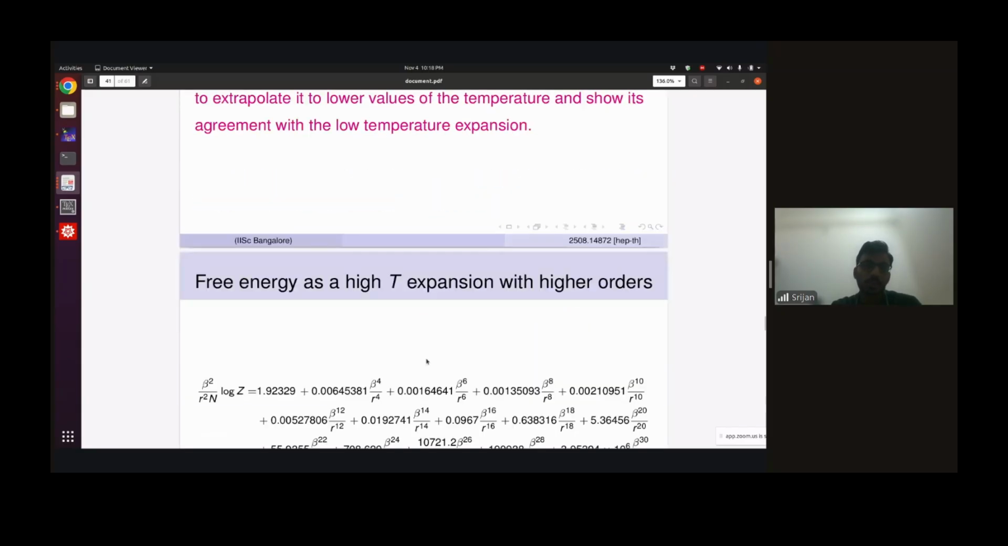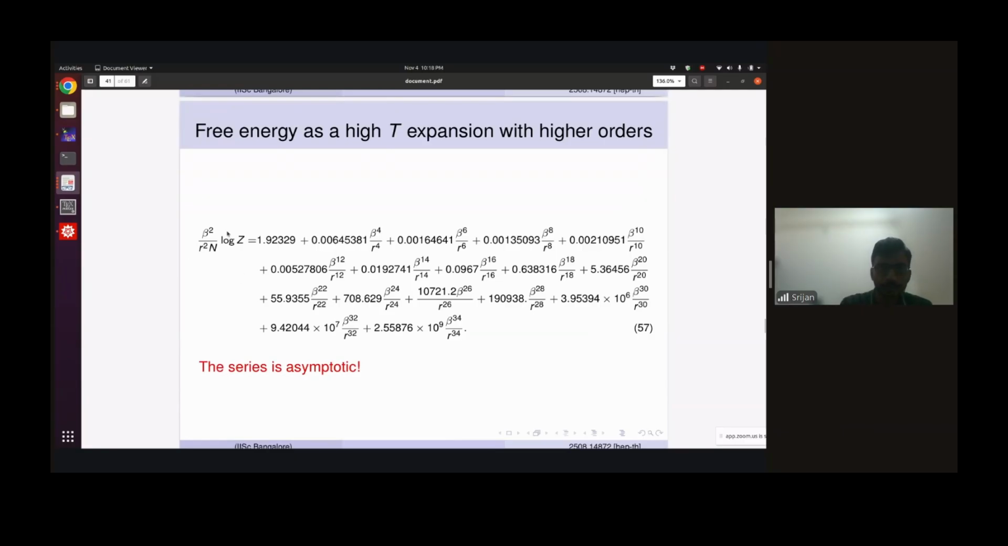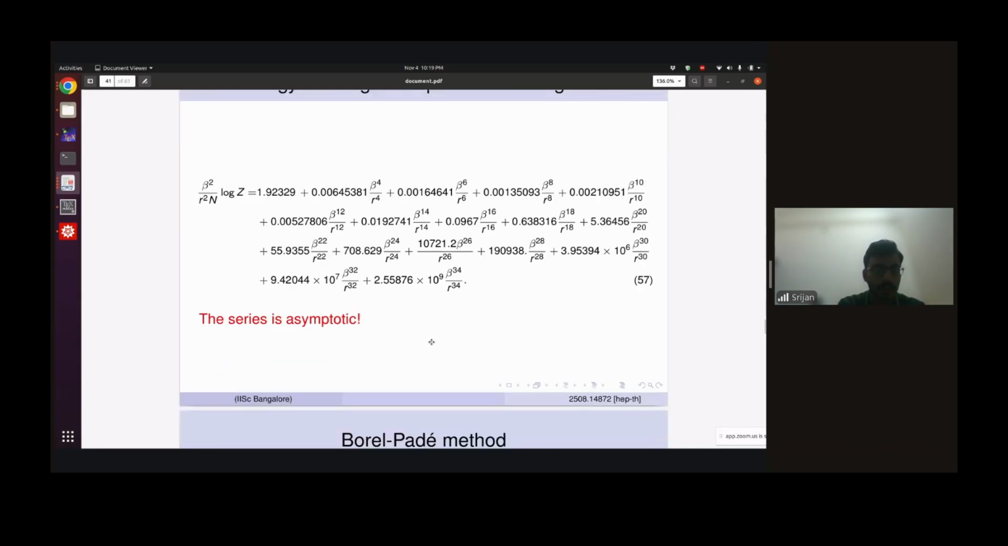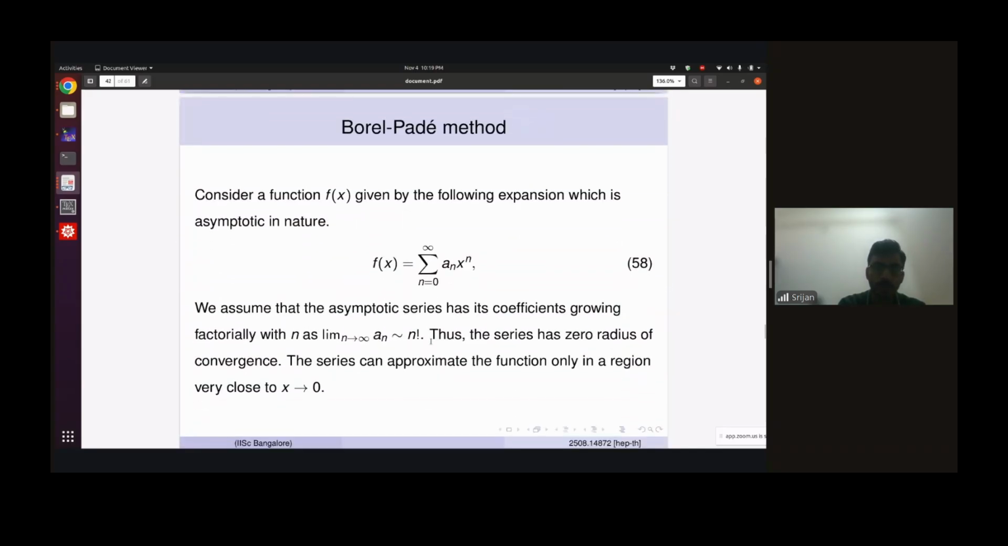Okay, so I want to mention this partition function, or the log of the partition function, up to very high order terms, like beta by R to the power 34. If you go ahead, you can see that at first these coefficients are decreasing, but after the order 8 term, they start increasing, and then rapidly increase. So this series is an asymptotic series, and one has to handle it with some care. For that we use this method of Borel-Padé.